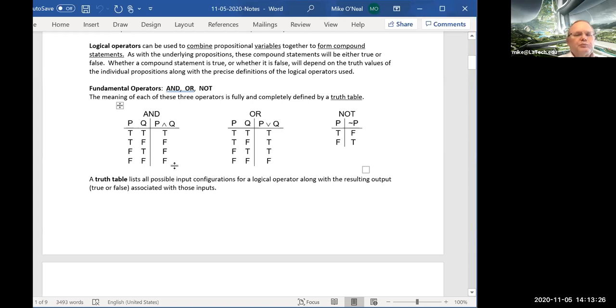Now, where did this table come from? Humans made it up, okay? Why is the operator called and? Well, humans, when they defined this logical operator that they're calling and, they built this table so that it captures the meaning of the word and.